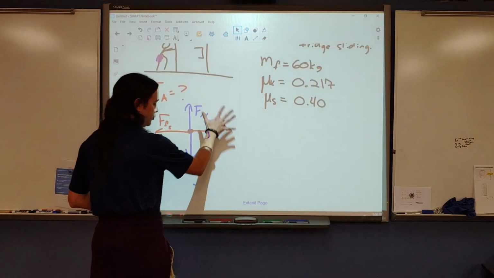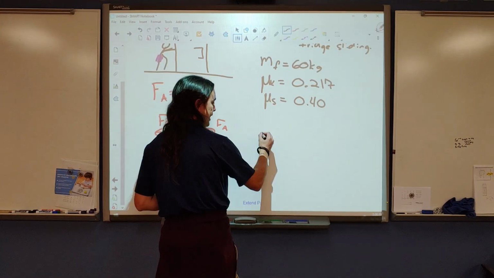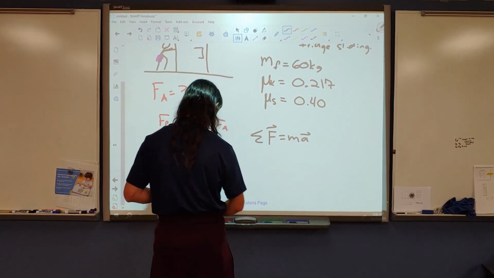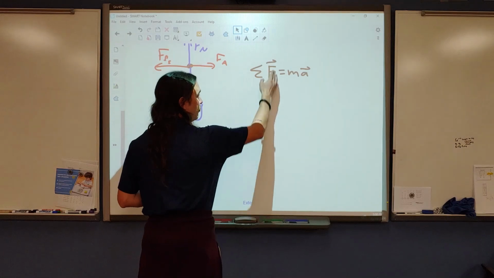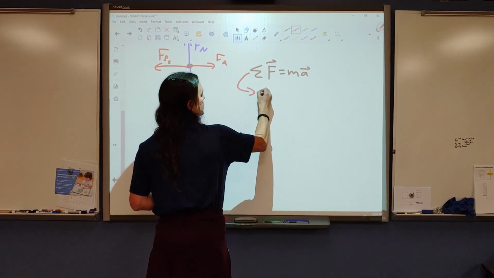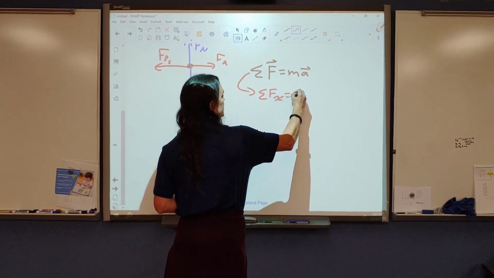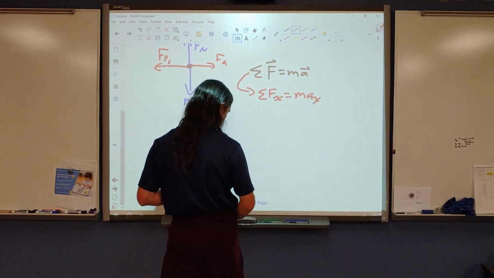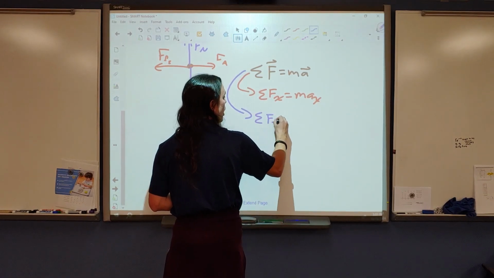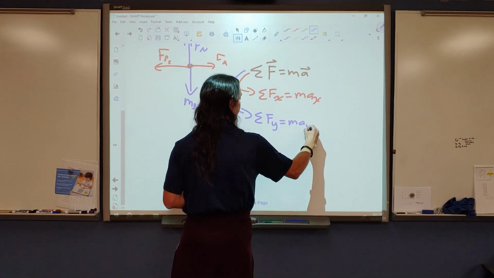So now I've drawn my free body diagram. The next step is pretty much always apply Newton's second law. Now, forces are vectors, so if we're going to add all of them up, we have to split them into their components. So we need to look at the sum of forces in the x being equal to our mass times our acceleration in the x, and our sum of forces in the y being equal to our mass times our acceleration in the y.